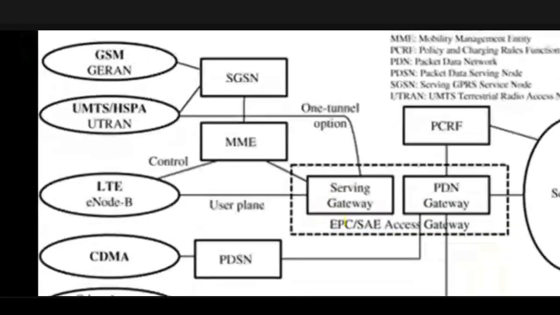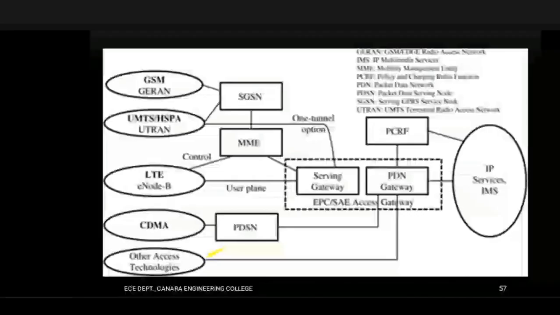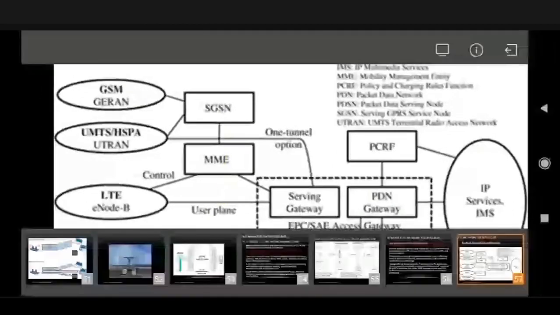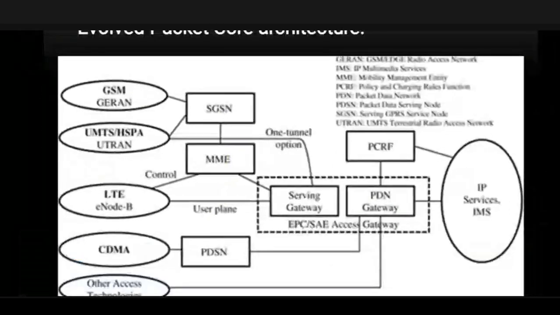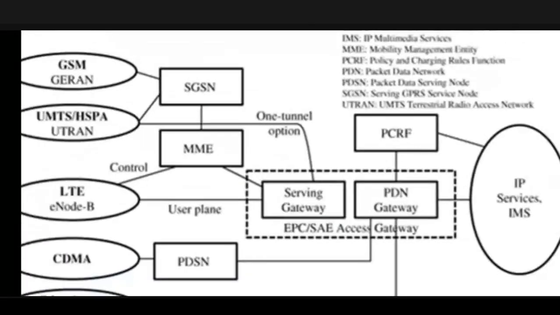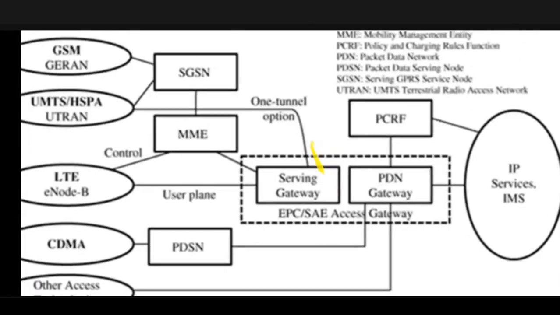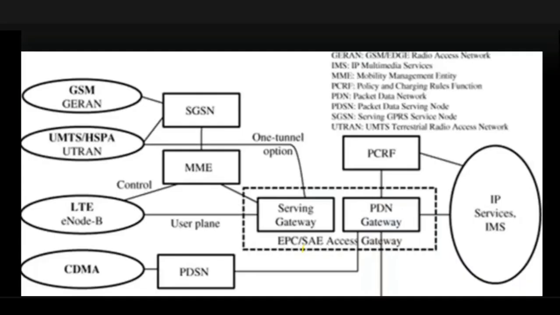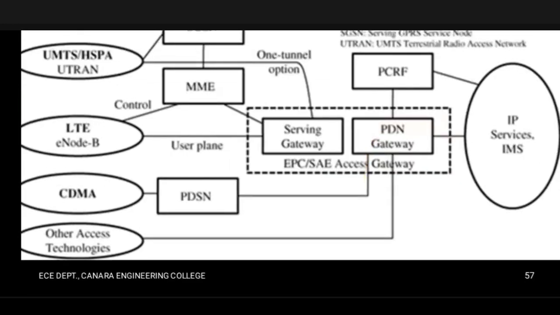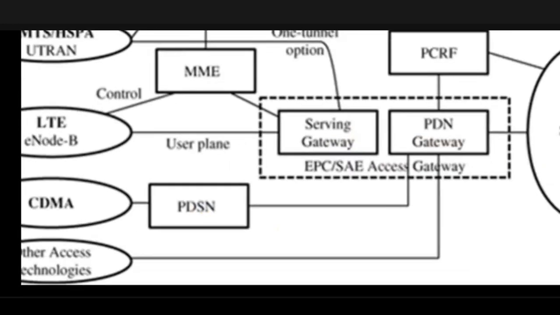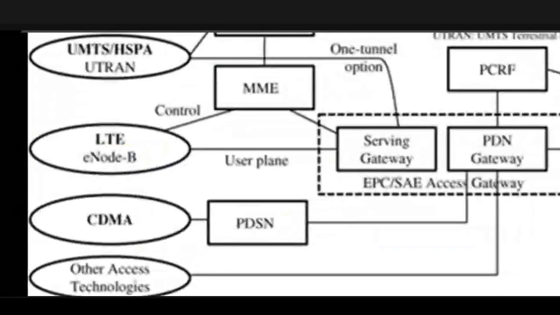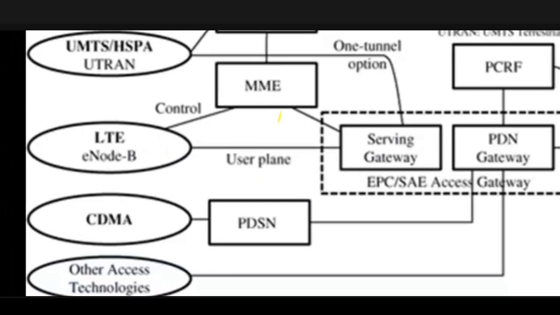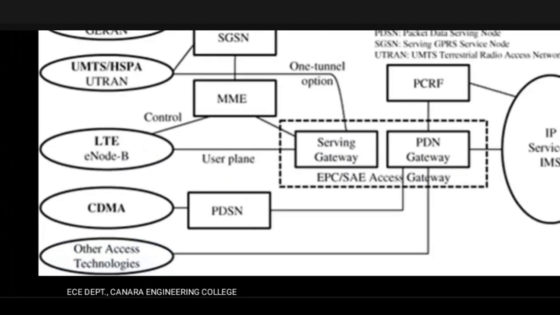Now, GSM connects to SGSN, and SGSN connects to the mobility management entity, and that connects to the serving gateway. And you have this one tunnel option, which we saw in the previous block diagram. So that connects to the HSPA or UTRAN network. And then you can see the difference here. For eNode B to serving gateway, straight away there is no other node present in the middle. Okay, straight connection. One parallel path is the MME to track the movement and all.